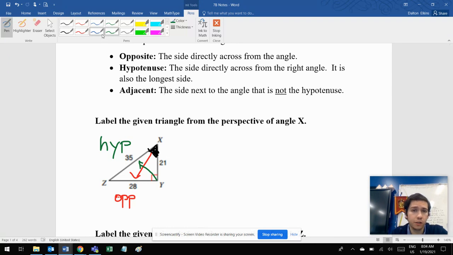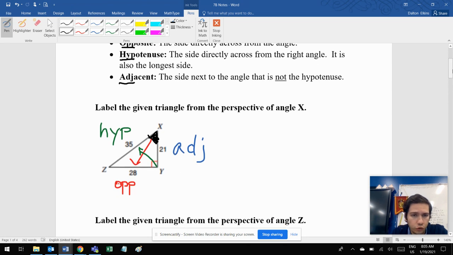And if you've done everything correctly, there should just be one side remaining, and this side is the adjacent side. It's the side next to the angle that is not the hypotenuse. Well, next to this angle is this 21 length side here. So I'll label this as the adjacent side, which I'll do with ADJ. Now I just used the first three letters, right? OPP, HYP, and ADJ. But that's how I view the triangle from angle X.